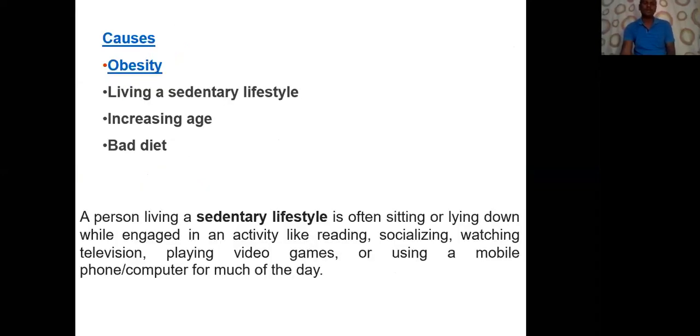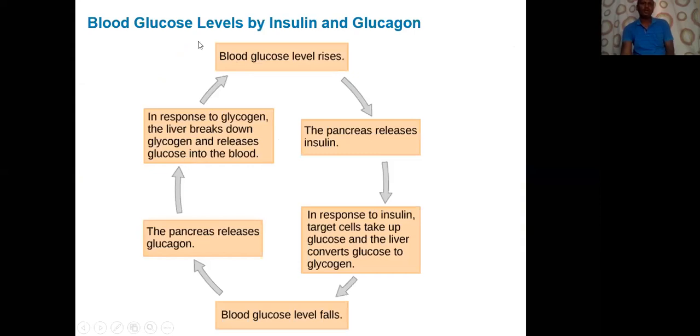One of the major causes of diabetes, especially type 2 diabetes, is obesity, and lifestyle, and increasing age, and the diet you are following. And then, what are the hormones that regulate glucose levels? Majorly two hormones we know, insulin and glucagon. These are the two hormones which regulate the blood glucose level.